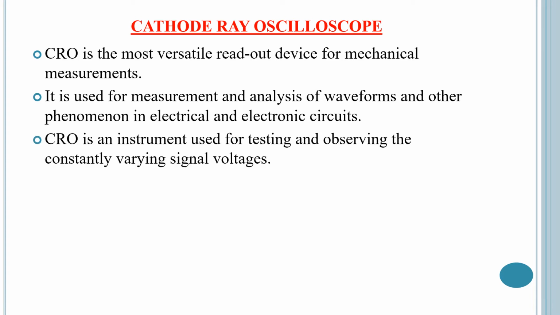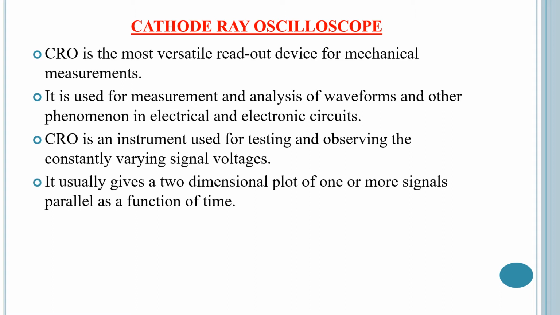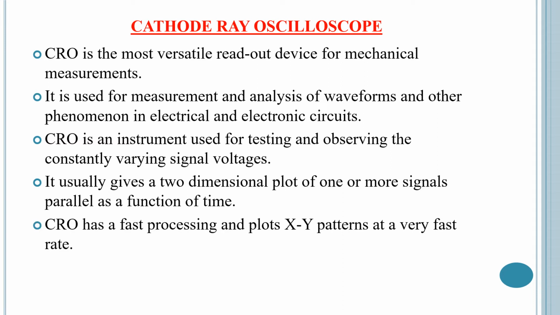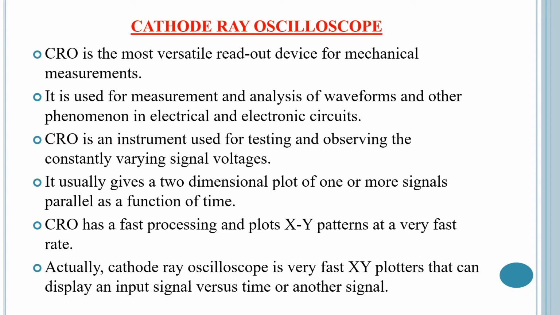CRO is an instrument which is used for testing and observing constantly varying signal voltages. It usually gives a two-dimensional plot of one or more signals, in parallel, as a function of time. CRO has fast processing and plots XY patterns at a very fast rate. Actually, the cathode ray oscilloscope is a very fast XY plotter that can display an output signal versus time or any other signal.